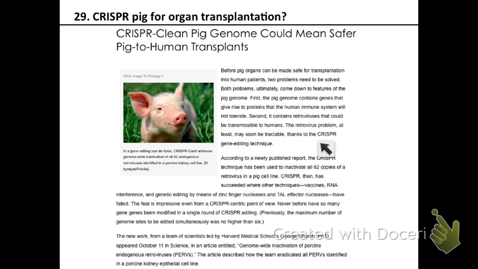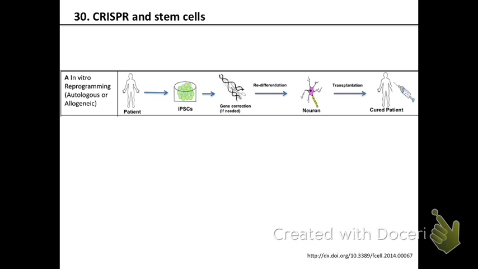So what they've done is they basically eliminated all copies of this certain active retrotransposon. Apparently there were 62 copies. So basically they created a pig line, a transgenic pig that would be safe to use for any human transplantation type of experiments in the future, right? All right.